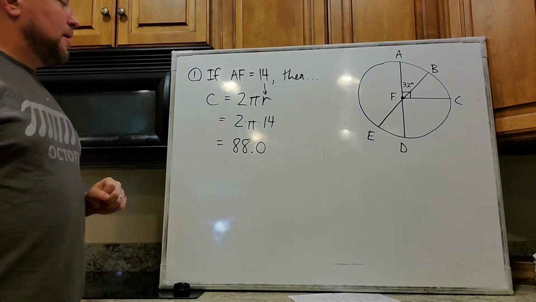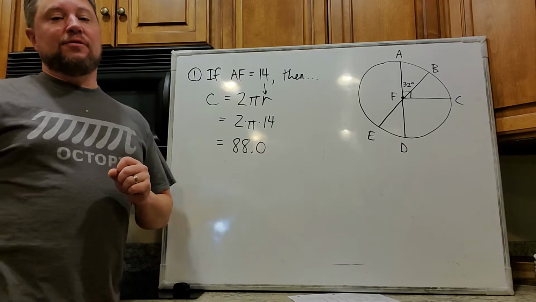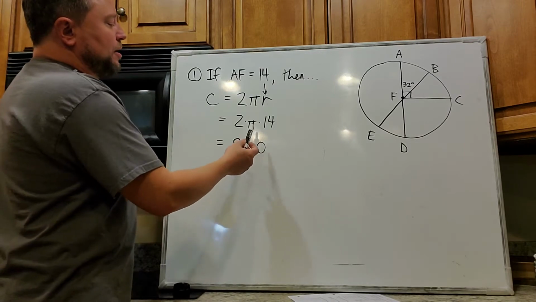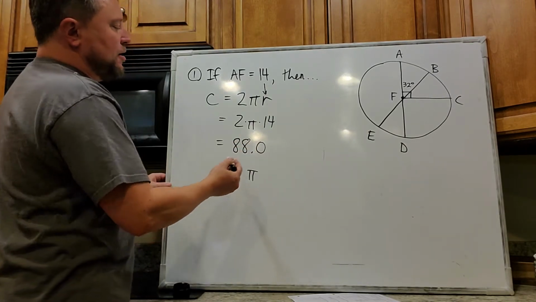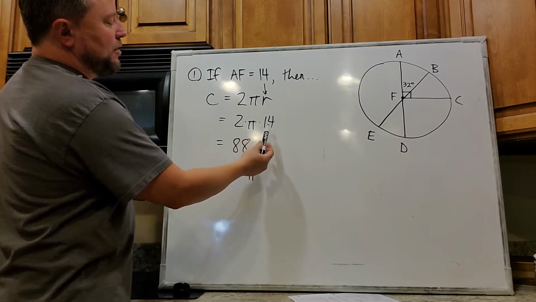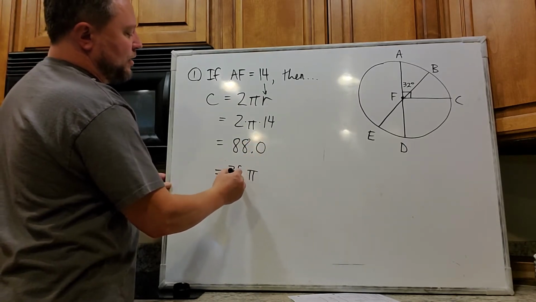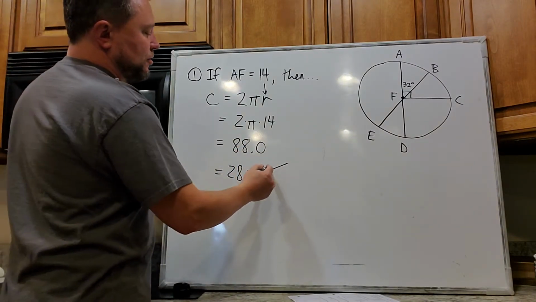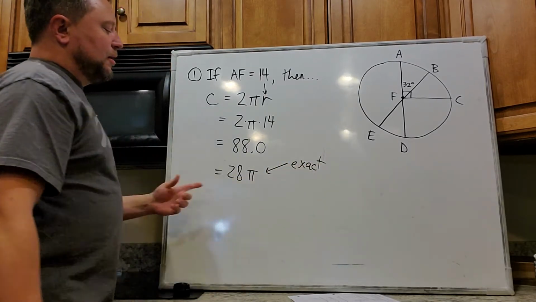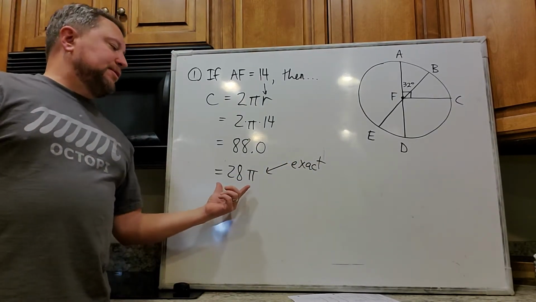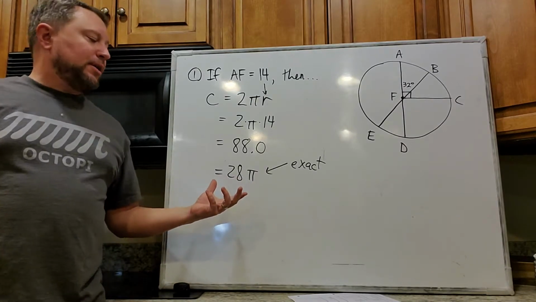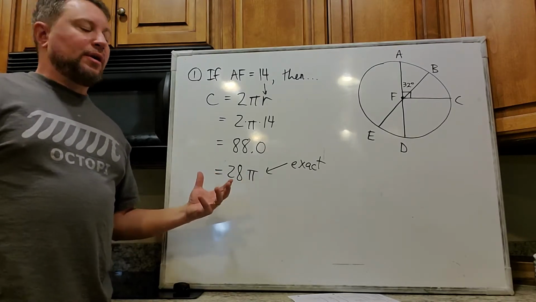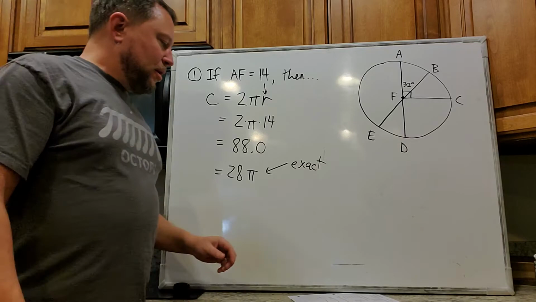Had the problem asked for an exact circumference, which it did not, but if it had, the exact circumference to this problem means that you would leave it in terms of pi. So see the 2 times 14 back here? 2 times 14 would be 28, and 28 times pi would be the exact circumference. Okay, so there's the exact one. The benefit of an exact circumference is that when you share this with someone, they can round this now to whatever decimal place they want. They know exactly what the circumference was then. Alright, so that was problem number 1.